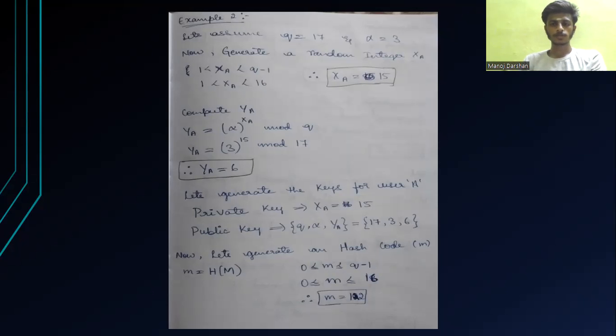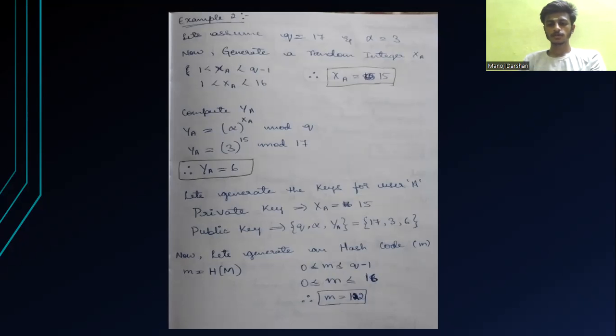Let's follow all the steps once again. Let's generate a key for the user here. We get the private key as xa, that is 15, and the public key is q comma alpha comma ya. We know q is equal to 17, alpha is equal to 3, and ya is equal to 6. Let's place the values here.